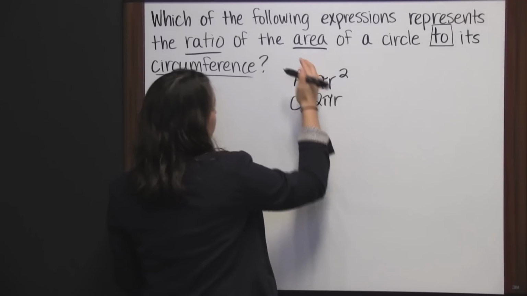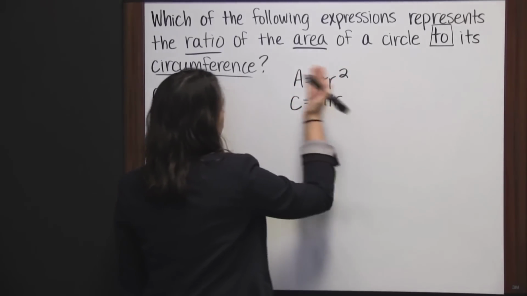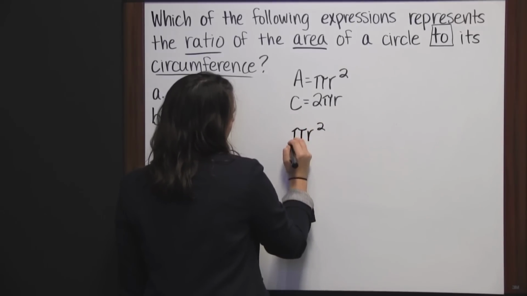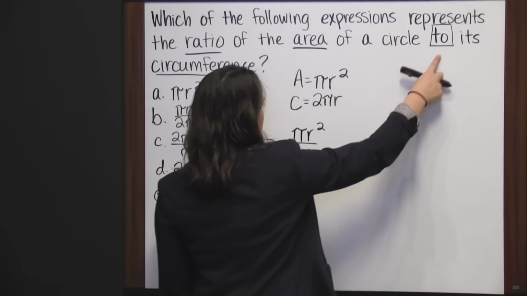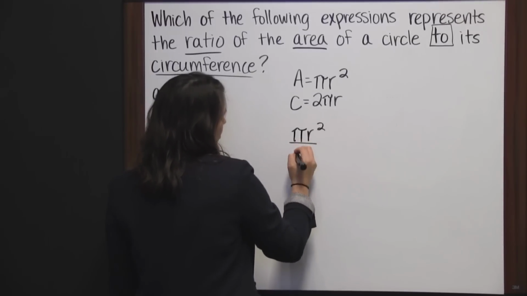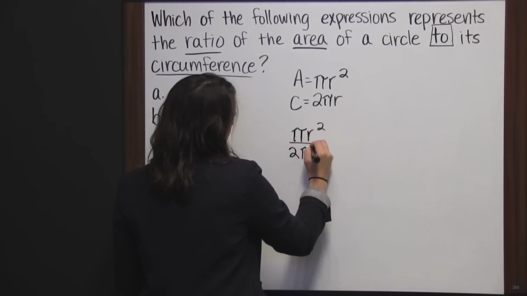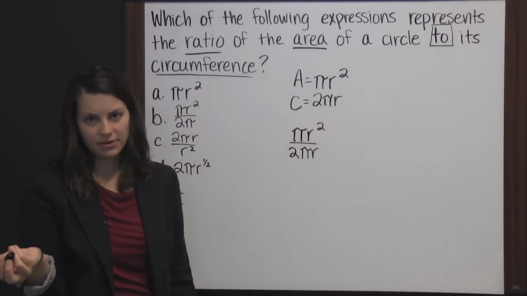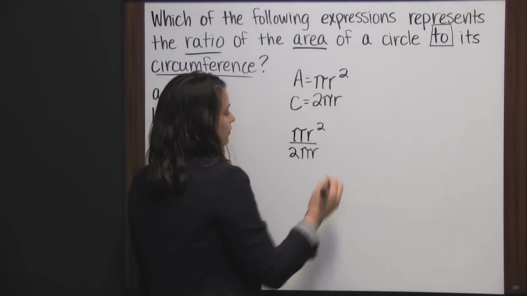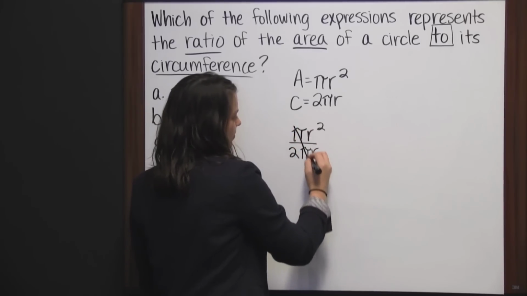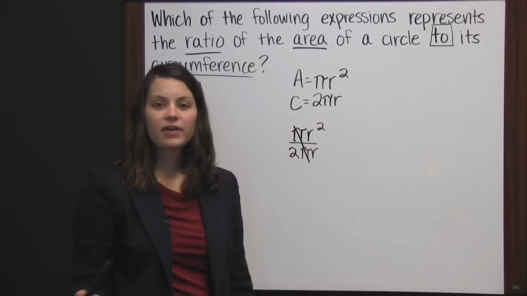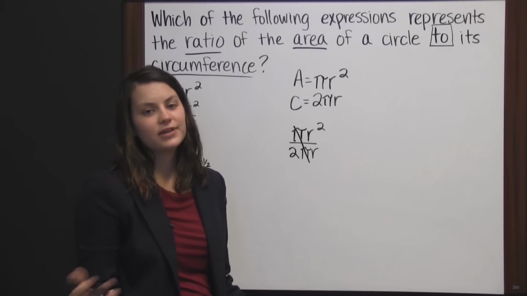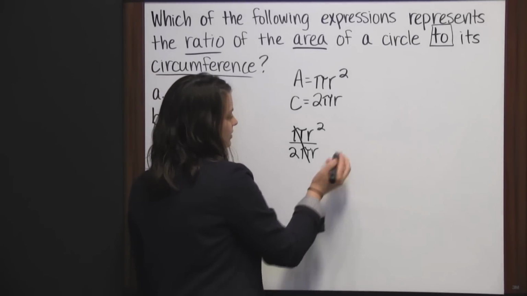Since it was listed first, area to circumference means that the area should be in the numerator, divided by, this is your division bar, the circumference, 2 times pi times radius. And then we need to simplify. First, I see that pi divided by pi cancels. Pi divided by pi is 1. Anything divided by itself is 1. So we can cancel it.